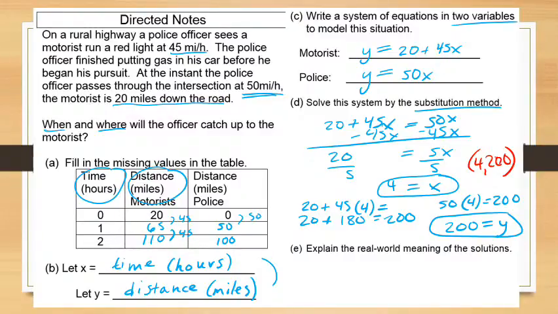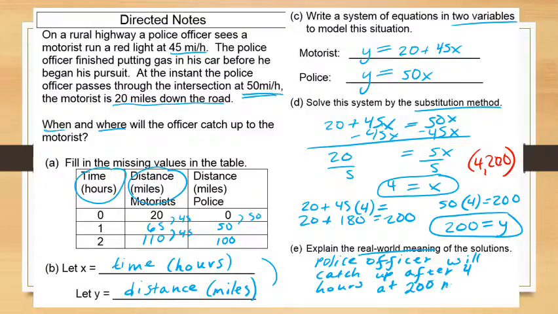Now, because I'm dealing with word problems, I also want to be able to actually put that in the context of the problem and explain its real world meaning. So what I'm going to say is that they will meet up, right? So the police officer will catch up after 4 hours at 200 miles. So that would be, if I graphed those two lines, that would be their intersection point. That would be called the solution to that system of equations.